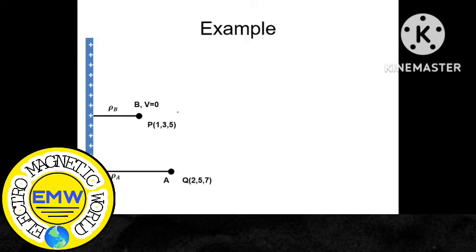In the next slide, this is the homework problem. Please check it and solve this problem on your own. It is a similar problem, and the values are given. At point B the potential is 0. This one is the lower voltage value, and this one is the higher voltage value. These are the 2 points, so rho B will be 1 and rho A will be 2. You can use the limit formula and solve the equation for the potential difference.